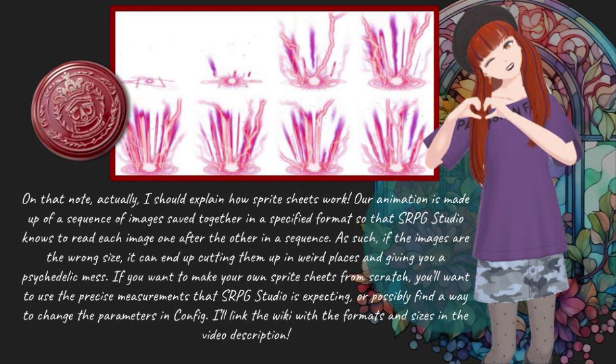On that note, actually, I should explain how sprite sheets work. Our animation is made up of a sequence of images saved together in a specified format so that SRPG Studio knows to read each image one after the other in a sequence. As such, if the images are the wrong size, it can end up cutting them up in weird places and giving you a psychedelic mess. If you want to make your own sprite sheets from scratch, you'll want to use the precise measurements that SRPG Studio is expecting, or possibly find a way to change the parameters in config. I'll link the wiki with the formats and sizes in the video description.